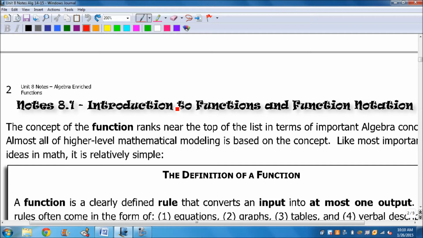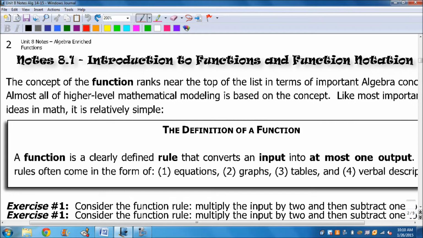All right, ladies and gentlemen, we are on page 2 of our Unit 8 notes. The notes are on Introduction to Functions and Function Notation. Today's lesson is going to set us up for our units for the rest of the school year. So everything that we're going to do for the rest of the school year is going to be based on the fact that they are mostly going to be functions. So this lesson is extremely important.